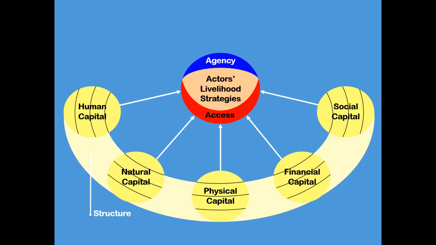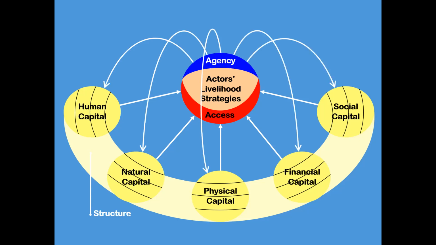Agency also means that humans are able to change structural conditions. Therefore, actors on the one hand are contained by structure, such as climate change, but on the other hand, actors are capable of changing structures. Through human agency, structures may change. So also agency and not only structure may cause livelihood changes.